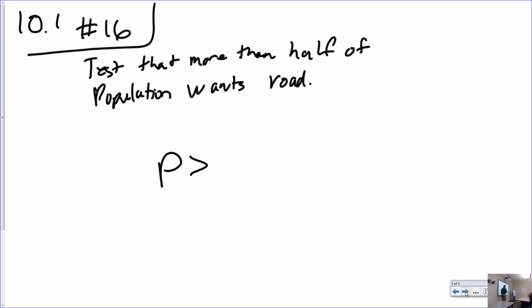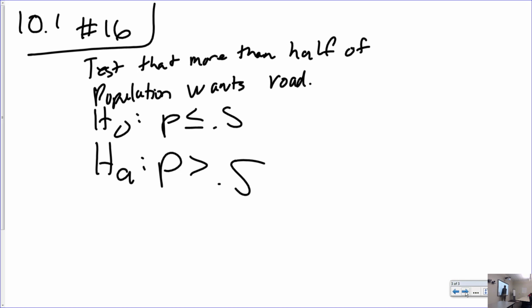Majority means more than half, and more than half means that your p is greater than 0.5. That's your Ha. Yep. So majority, just remember majority means half. And so that's what drives the 0.5. And that's not necessarily a bad test to try and do.